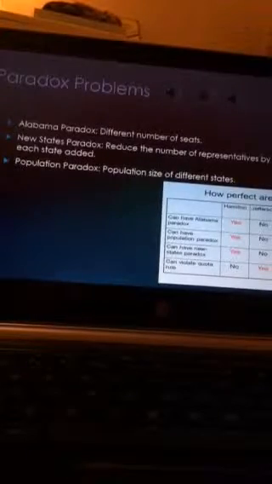There's another paradox found called the new state paradox. For each state, there's an assigned number of representatives, and if a new state enters, then the theory is that this would reduce the existing number of representatives in the current states. But this is actually solved by apportionment rounding and actually gives the existing states more representatives instead of losing them.